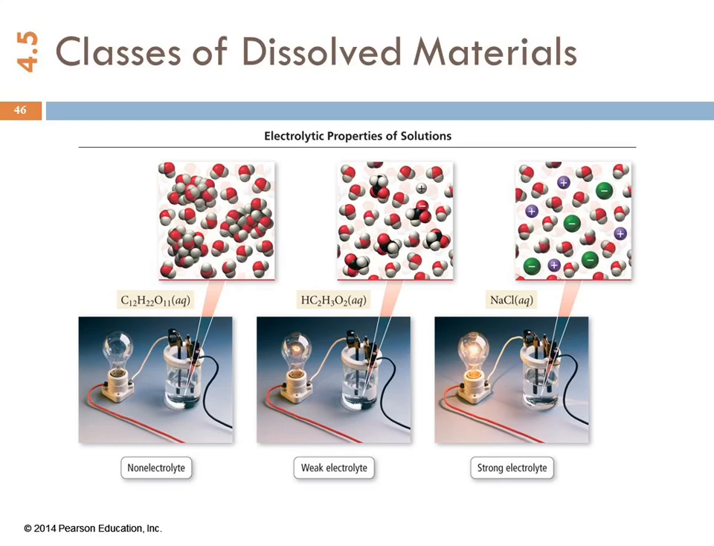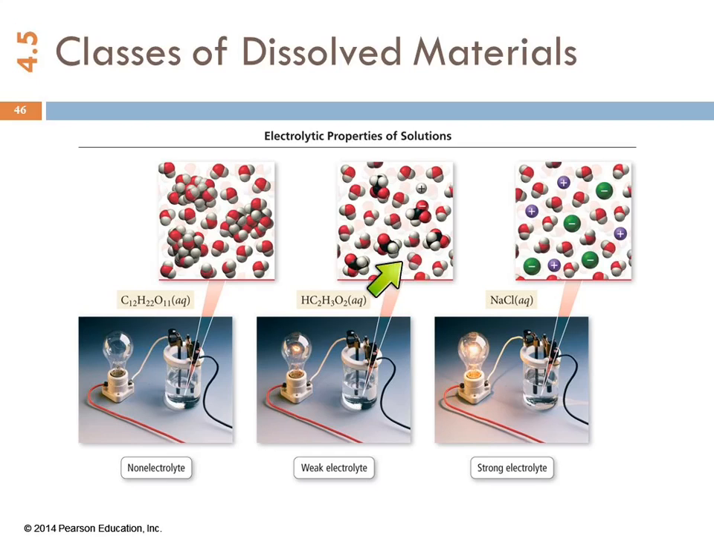So this is an illustration of that. Here we have the non-electrolyte. This is something you throw in the water, and the light bulb does not go on at all. Something like sugar. There are no ions here. We can't have the flow of electric current without ions, charged particles.